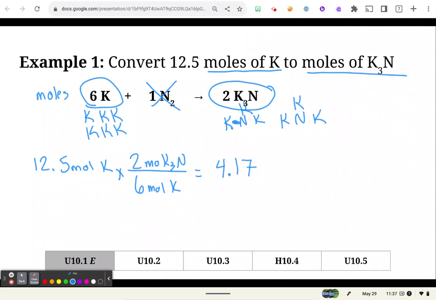4.17. I'm going to be careful with sig figs. And again, these numbers do not impact your sig figs because they're not measured quantities, but that 12.5 moles is. So I'm going to go with 3 sig figs for my answer. All right, let's try a second type. So that's your basic mole to mole problem.